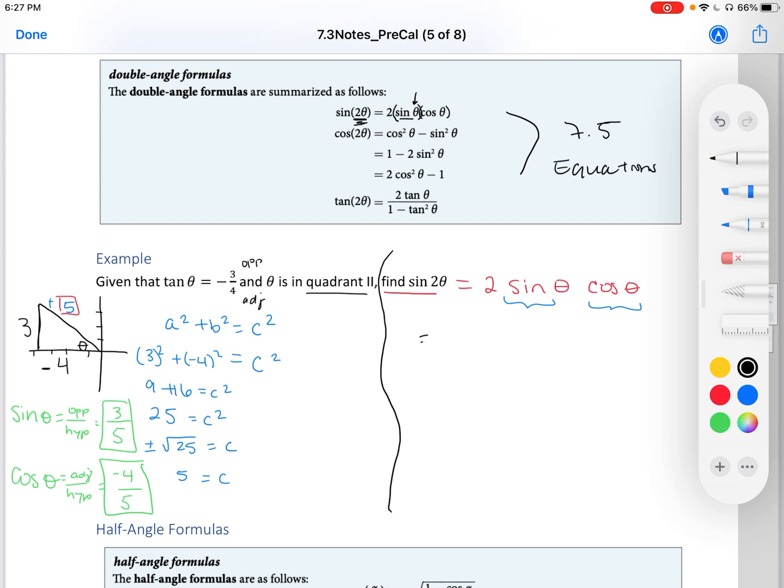So that we have 2 sine theta cosine theta. My sine is 3/5, and my cosine is negative 4/5. All right, so now we just multiply across. I can think of this as 2/1. 2 times 3 times negative 4 gives us negative 24. 1 times 5 times 5 is 25. So this is the value of sine 2 theta.